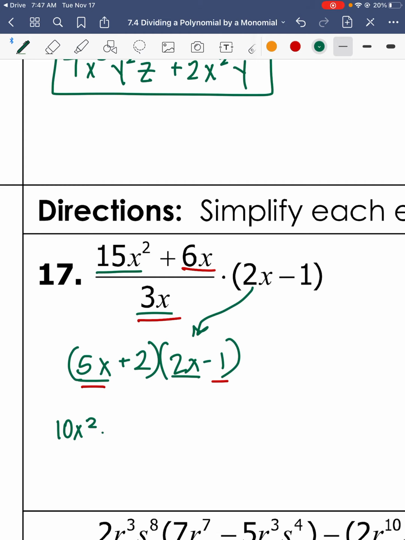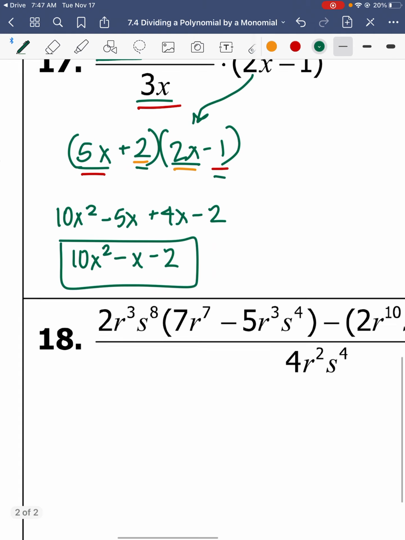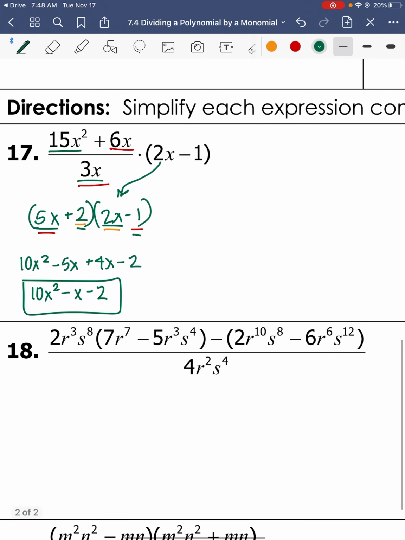going to be 10x squared. Our outer two, 5x and negative 1, will give us negative 5x. Our inner two, 2 and 2x, is going to give us plus 4x, and then our last two, 2 and negative 1, is going to give us negative 2. Combining our like terms here, we have 10x squared, negative 5x plus 4x is negative x, minus 2.